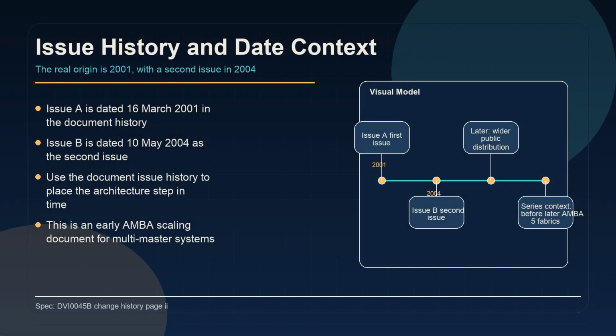The date context matters here too. The front matter shows issue A in March 2001 and issue B in May 2004. Those are the dates that place this architecture step in the AMBA story. Later public distribution records should not be mistaken for the point when multi-layer AHB was introduced.